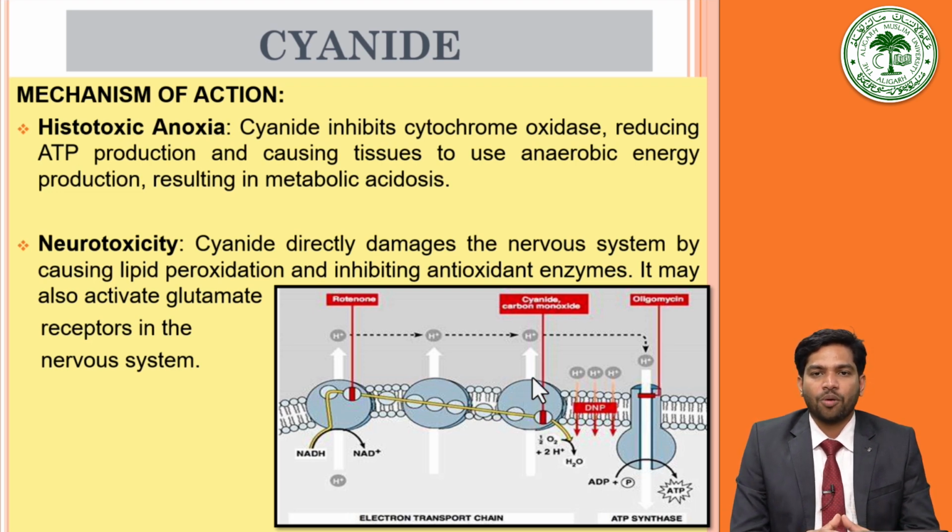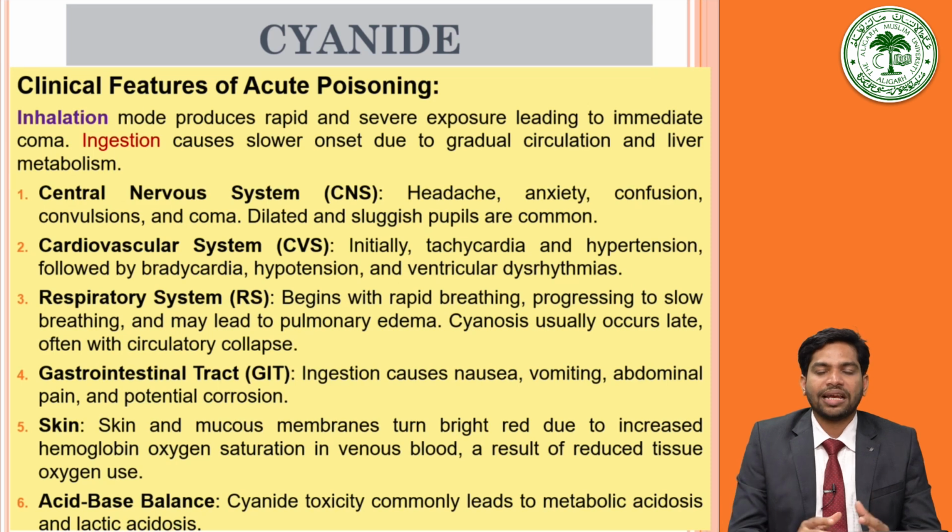Also, cyanide is seen to be neurotoxic. It directly damages the nervous system by causing lipid peroxidation and inhibiting antioxidant enzymes. It may also activate glutamate receptors in the nervous system. In this way, cyanide toxicity is caused. Then the various clinical features seen in cyanide poisoning. In acute poisoning, inhalation leads to rapid and severe exposure leading to immediate coma. Ingestion causes slower onset due to gradual circulation and liver metabolism.